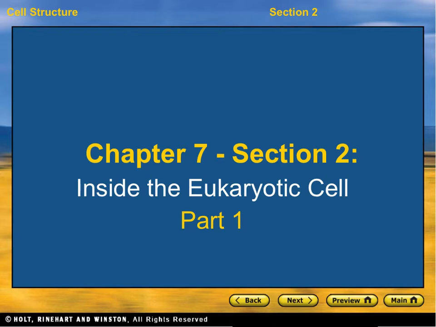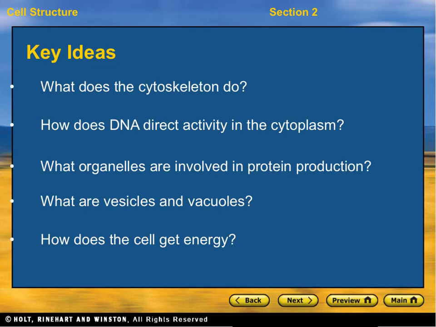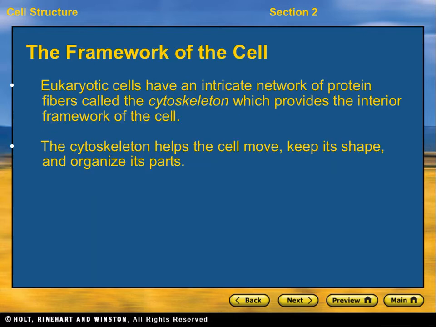Today we're going to be looking at inside the eukaryotic cell. Between the part 1 and part 2 videos, we're going to look at what a cytoskeleton does, how the DNA directs activity in the cytoplasm, which organelles are involved in protein production. We're going to learn about vesicles and vacuoles, and we're going to see how the cell gets its energy. So to begin with, we're going to talk about what we call the cytoskeleton.